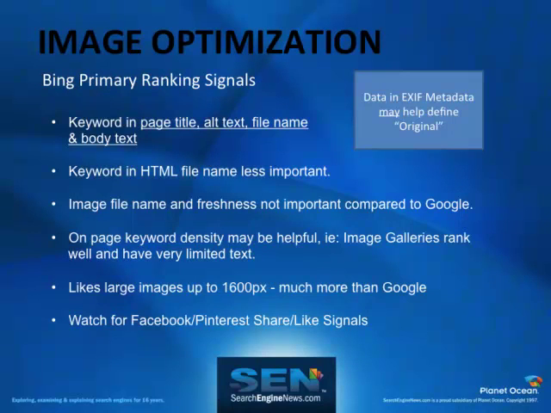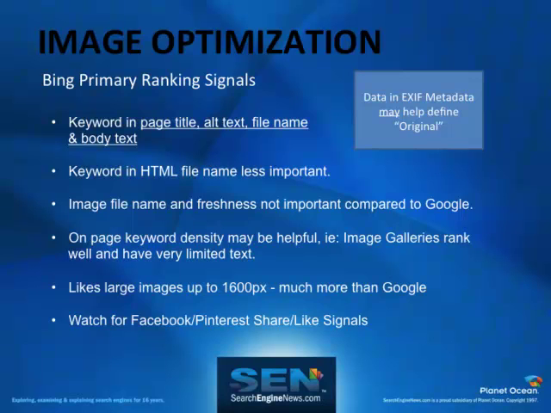Bing has some different ranking signals as compared to Google. There are some similarities, though, of course. They like to see the keyword in the page title, the alt text, and the file name, and the body text just as well. It's all pretty similar there. The keyword in the HTML file name is less important, we think, at Bing. The image file name and freshness also don't seem quite as important as compared to Google.